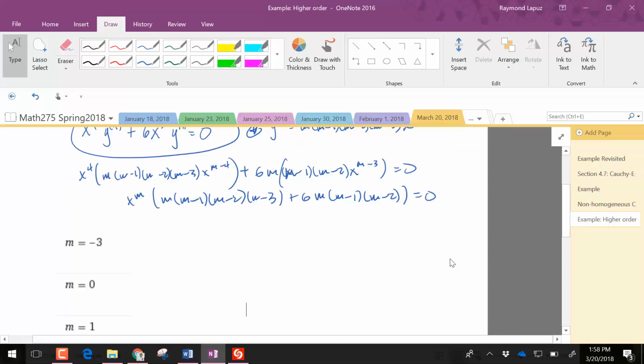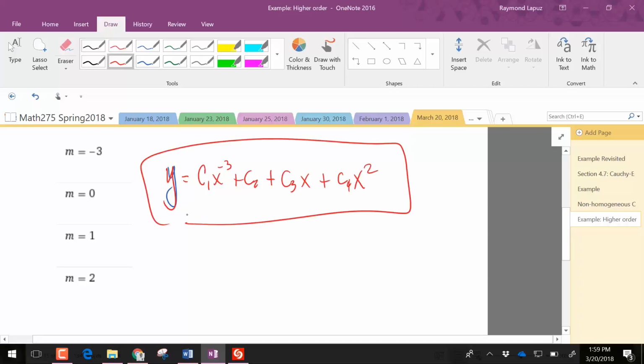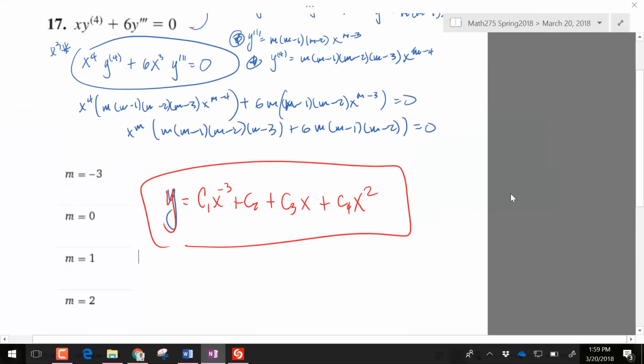Again, you should check with reduction of order. So your solution is going to be c1 x to the negative 3 plus c2 x to the 0 plus c3 x to the first power plus c4 x squared. And that's it. And had this been a non-homogeneous differential equation, then you would have had to do the Wronskian and do variation of parameters over 4 solutions. So you'd be working with 4x4 matrices and stuff.